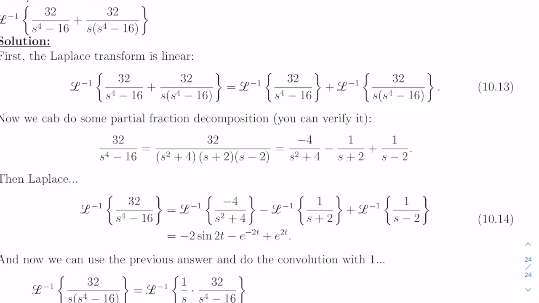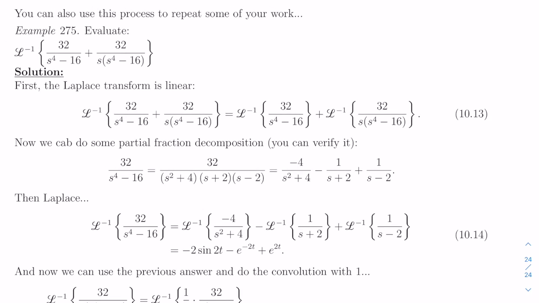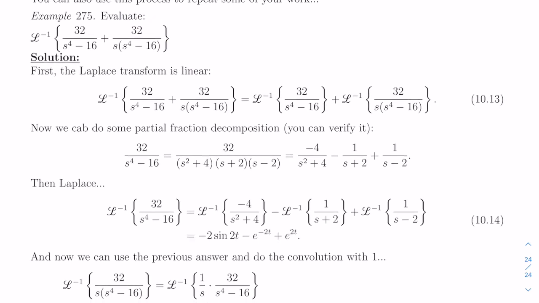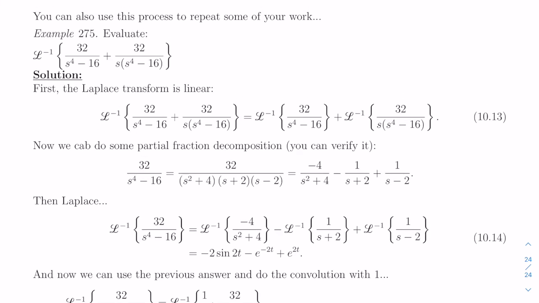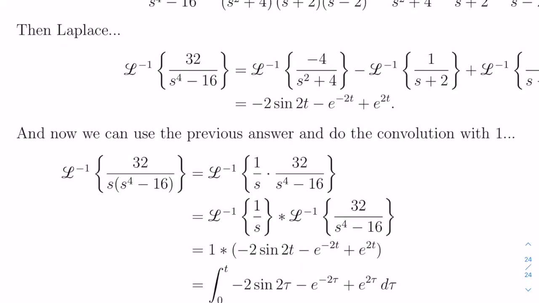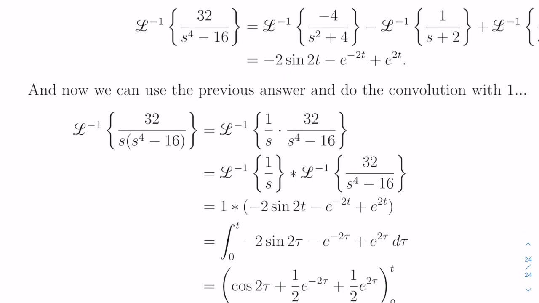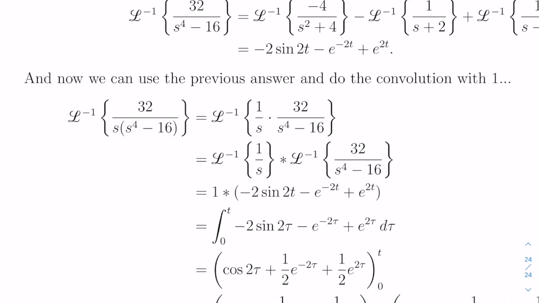Now, here's the part that I really want to bring up here, in that if you see something like this, I would need to do partial fractions over again to do this next one where I have another term. And on this problem, I don't really need to do that because this is equal to 1 over s times 32 over s to the 4th minus 16, which I already know the inverse Laplace transform of because I just did it. It's right here. And so what I can do is I can leverage that result, and I can use the convolution here because this convolution is very nice. I have 1 over s with the convolution with this thing I just did.